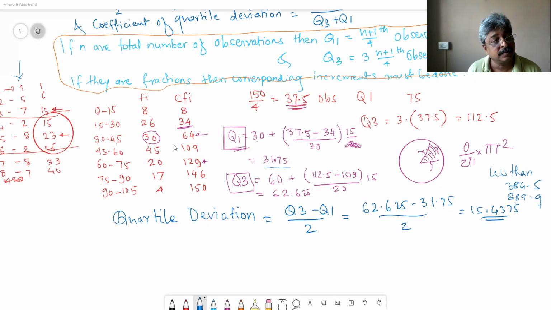No, my question got cleared. You explained that Q1, Q3. Okay, cool. So quartile deviation is 15.4375 and range, sir, in this case, range is... Okay, go on, find the range, brother, range.